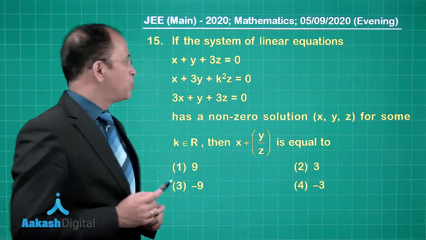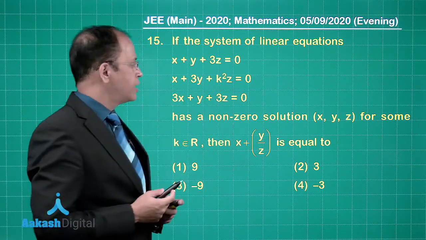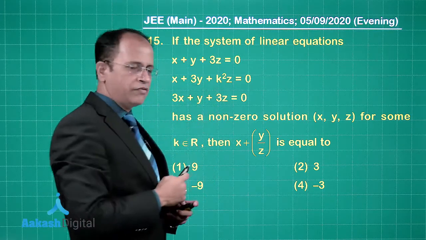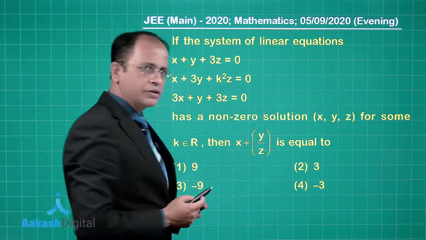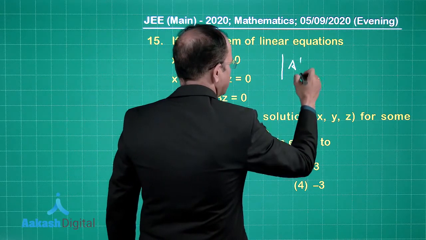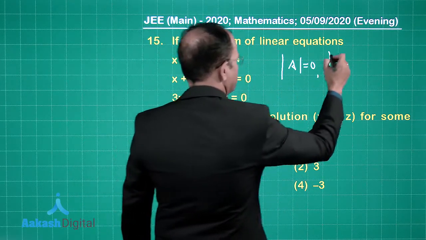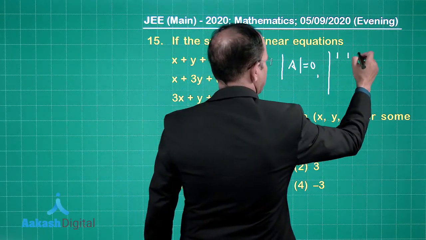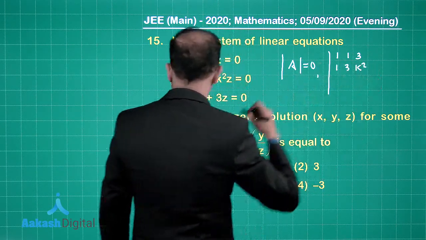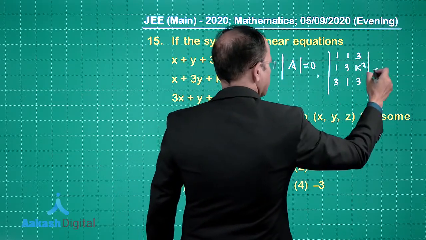Now friends, let's talk about question number 15. This is a system of linear equations, and if you can see here 0, 0, 0, so this is a homogeneous equation we have, and it has a non-zero solution. So if it has a non-zero solution, that means the determinant of A is going to be 0. If I substitute this here, we have been given 1, 1, 3, then 1, 3, k square, then 3, 1, 3, which is equal to 0.